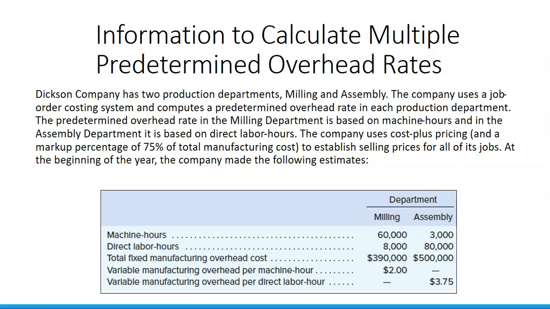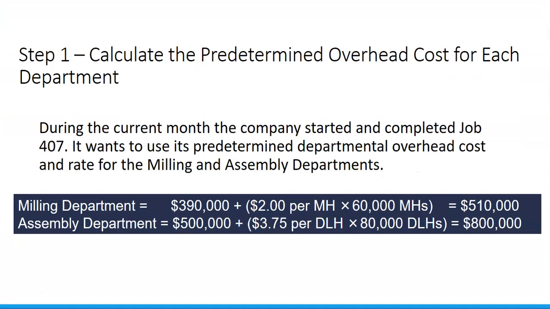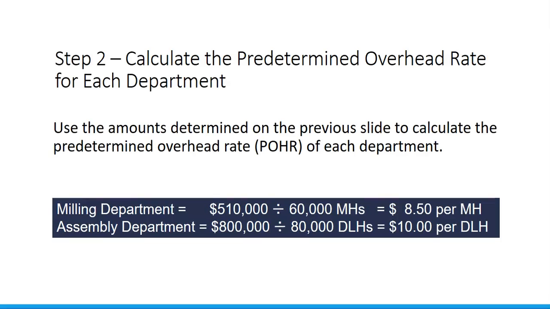In the milling department's calculation, we don't care about the number of direct labor hours they use, because they calculate their information based on machine hours. In the assembly department, it's the opposite. We don't care how many machine hours they use, because that's not how they calculate their overhead. So we calculate the total estimated overhead cost for the year for each department. Then we divide the total amount by our cost driver amount.